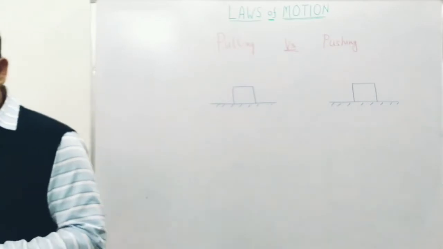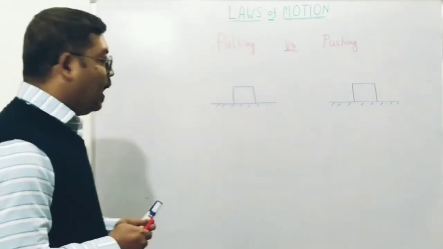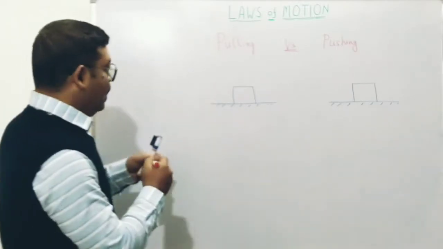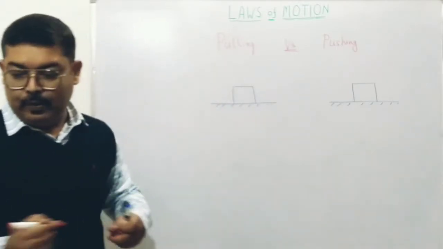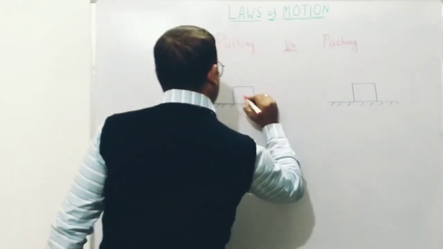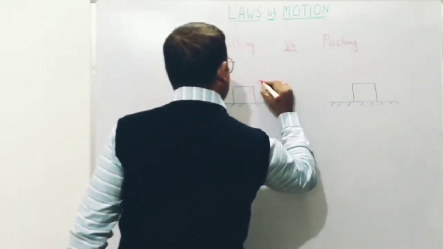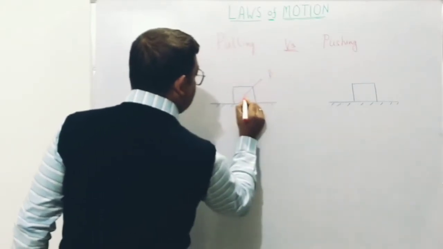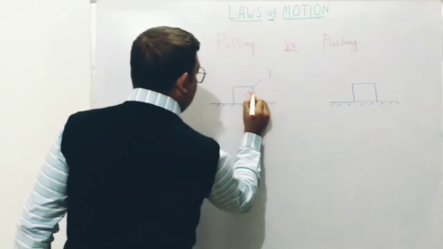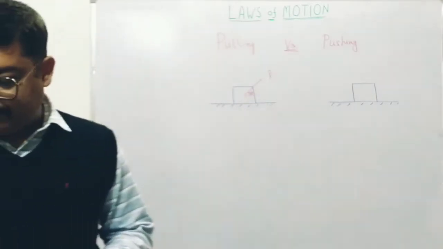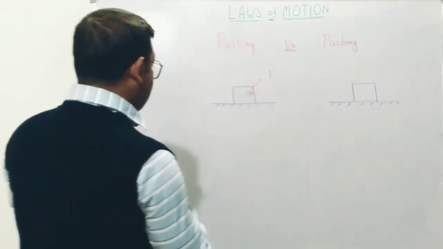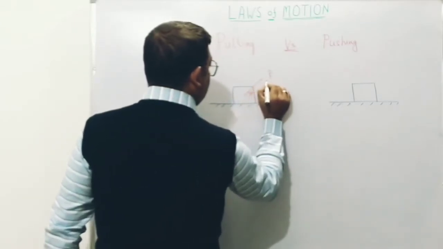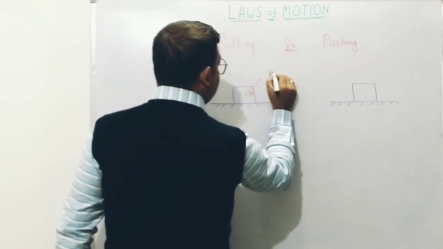Now let's consider these two cases and what happens if we push the object and pull the object. Let's say this side is pulling, so we will apply a force in this direction, making a certain angle theta with the horizontal. And let's say the magnitude of the force is F. Let's call this force F.